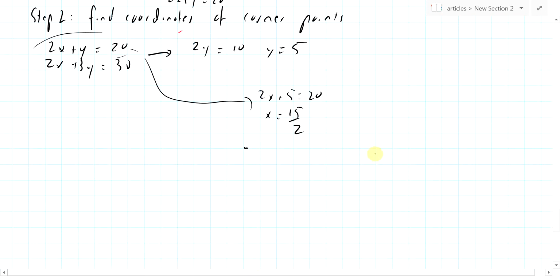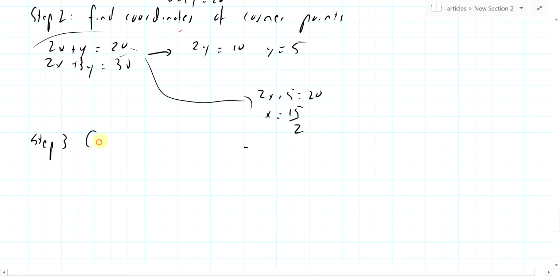Okay, so corner points. We'll create something called a corner point table, which means you start with the three, in this case three, there can be only 3 corner points. 3 corner points, and what do we want for each corner point? We want an x and a y.